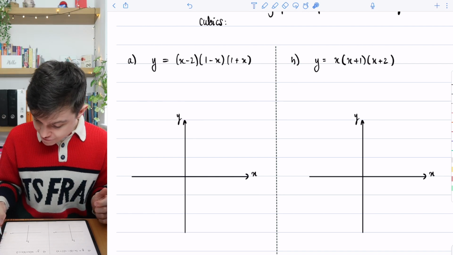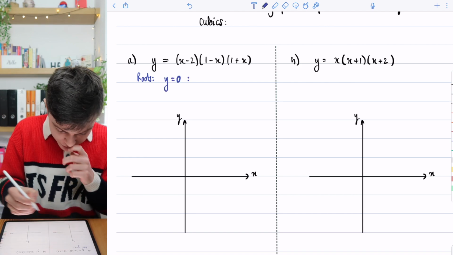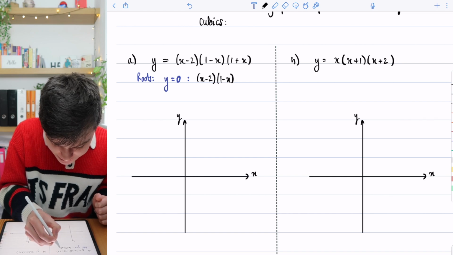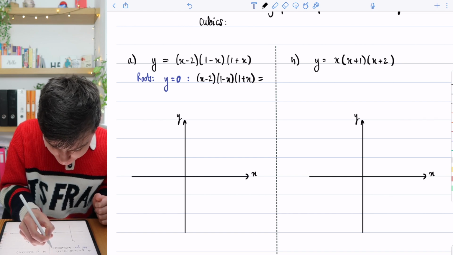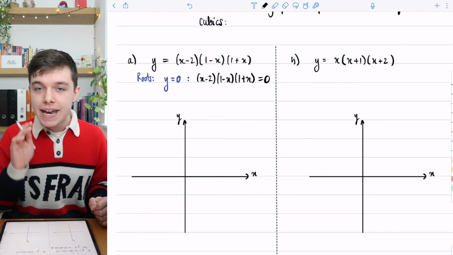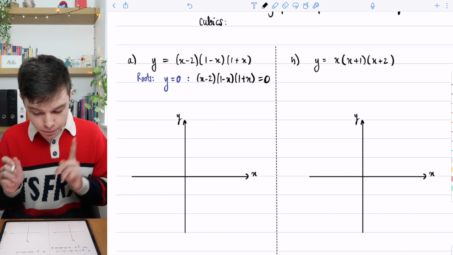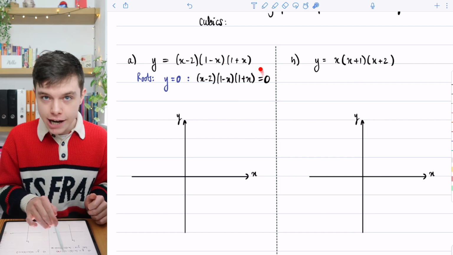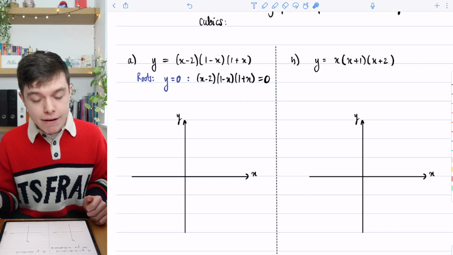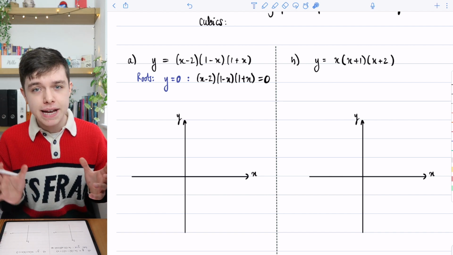So what I'm going to do is find the roots by setting y equal to 0. When we do that, we get x minus 2, 1 minus x, and 1 plus x equal to 0. And now, just like quadratics, we can set every bracket equal to 0. The reason we can do that is because we've got a multiplication here. For this product of the 3 brackets to be equal to 0, any of these 3 brackets can be equal to 0, because anything multiplied by 0 gives us 0.